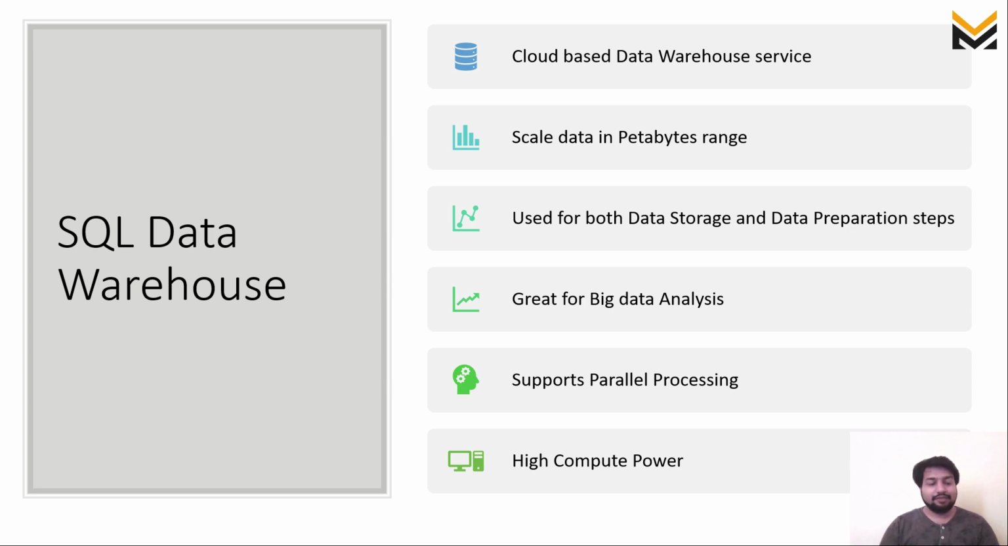And of course it is best for big data analytics, and it supports massive parallel processing, and it comes with high compute power. So overall, this is something which should only be used when you have a lot of data and you have only a small number of people who want to work upon the analysis of the data. Then SQL Data Warehouse in Azure is the best choice for you.